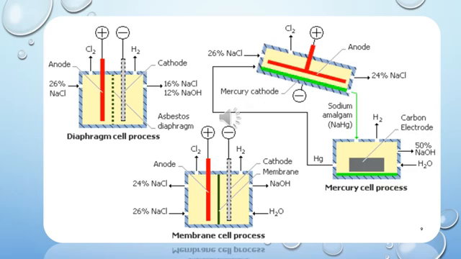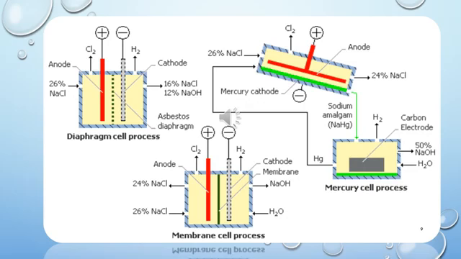Now, in the membrane cell process, here are also two electrodes. The first one is anode and the second one is cathode. Anode is shown by red color and the cathode is shown by gray color. Here is the separation of these two electrodes by membrane. That's why this process is known as membrane cell process, and diaphragm cell process was known as diaphragm cell process due to the separation between these two electrodes by asbestos diaphragm.